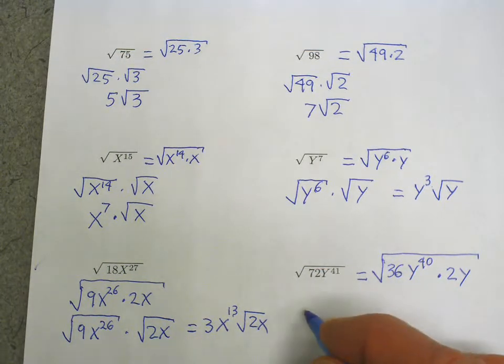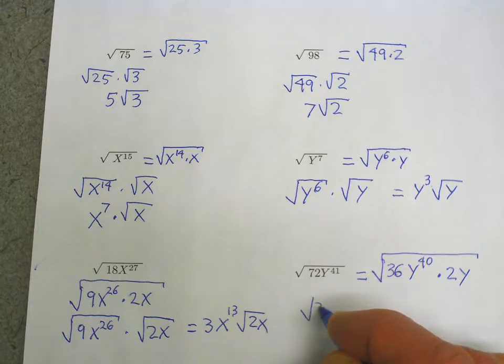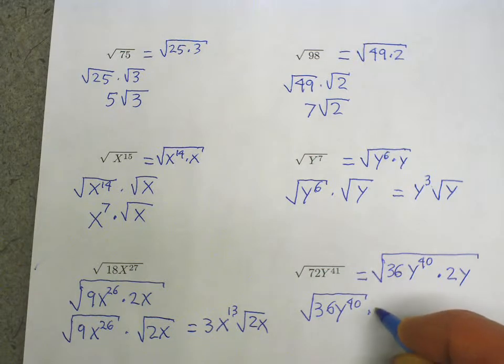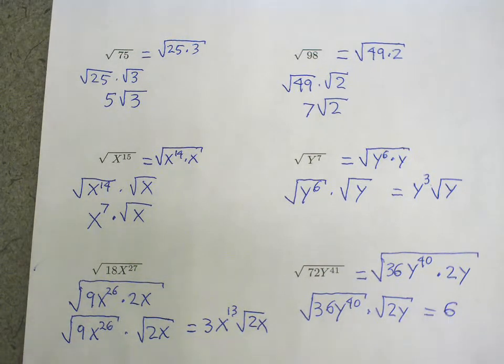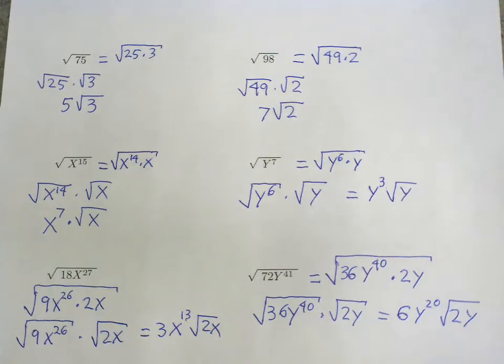And then we can write this as the square root of 36y to the 40th times the square root of 2y. And the square root of 36 is 6, so 6 is outside of the square root. The square root of y to the 40th is y to the 20th. And so our final answer is 6y to the 20th times the square root of 2y.